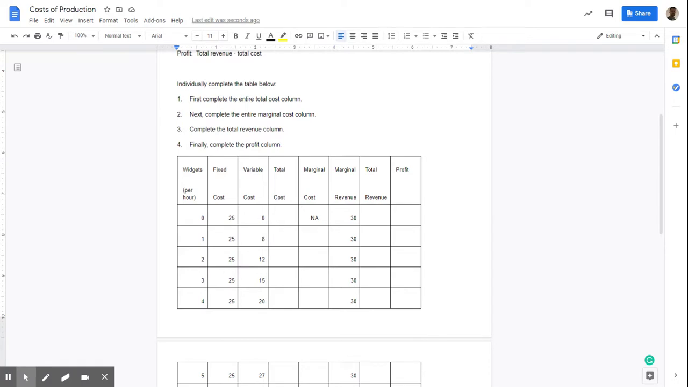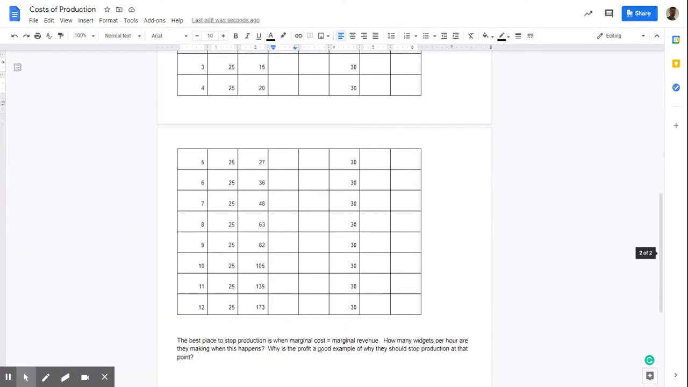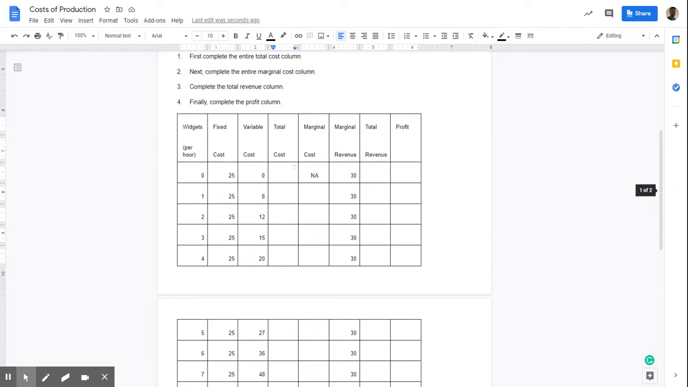So first you need to complete the entire total cost column. That would be adding together the fixed cost and variable cost. For this first one, you can see the fixed cost is 25, the variable cost is 0, so 25 plus 0 is going to be 25. And so you just go ahead and complete that for all of these. You'll just go through and add the first one and the second one for the costs.